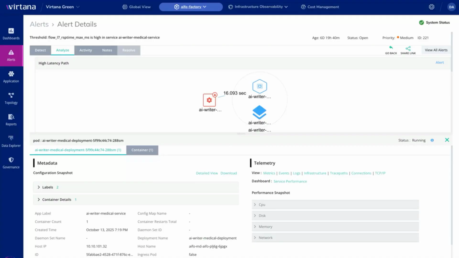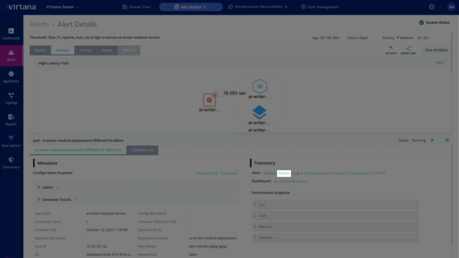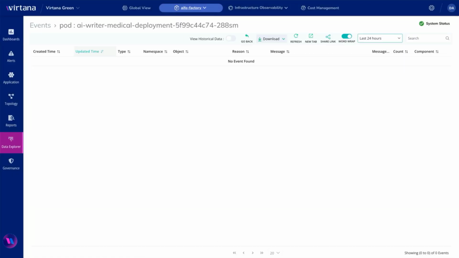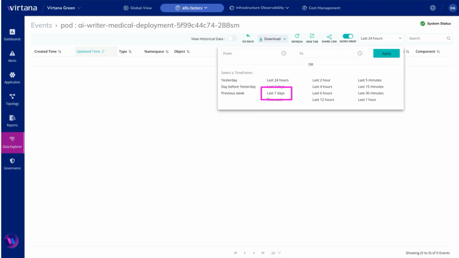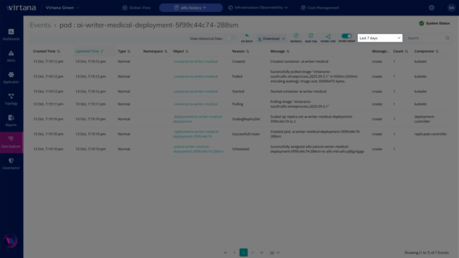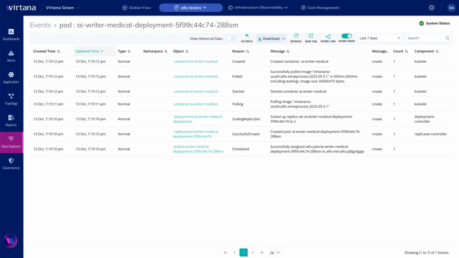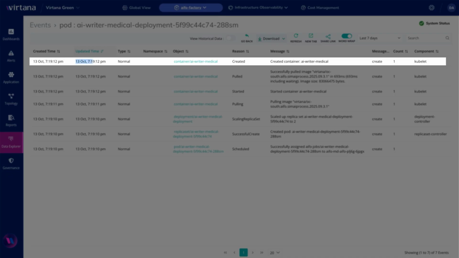If application metrics and logs are clean, the next step is to review the Kubernetes events. We'll check for orchestration events like failures or pod issues by clicking the events link. We see no events have occurred in the last 24 hours. By expanding the time frame to the last 7 days, we can see if there are additional events during that period. In this case, there has been no activity since the pod was originally created.